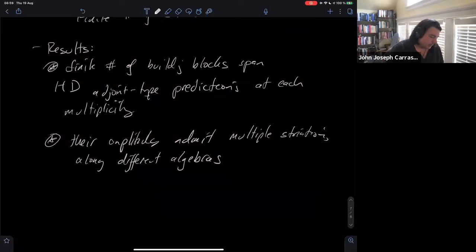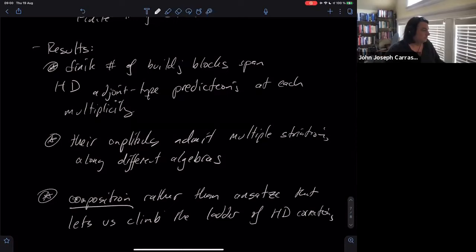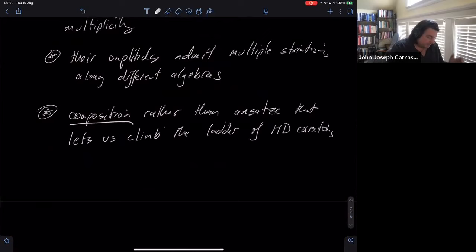And I think one of the most thrilling things that came out of the study for me, as somebody who loves functional relations but secretly abhors huge ansätze, is that there's a composition rather than ansätze that lets us climb the ladder of higher derivative corrections. And I don't know if the verb composition is suggestive enough, but maybe this picture will help, that you can start with some higher derivative correction at some n minus one order and compose it with kinematics.